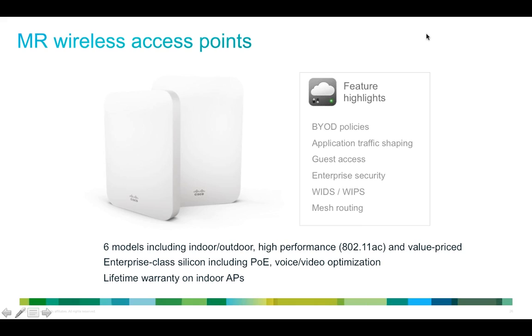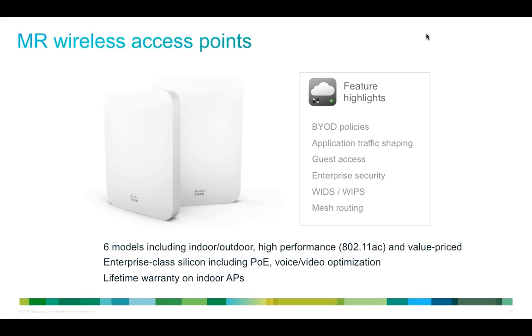Now, the Meraki wireless APs are available in a few models, including indoor and outdoor models. We've talked a lot about the MR34, which is the highest performance 802.11ac capable access point. We do have some other access points, including some value-priced ones. And they include actually everything that we showed in the dashboard.